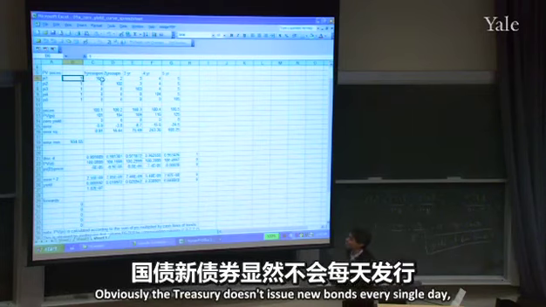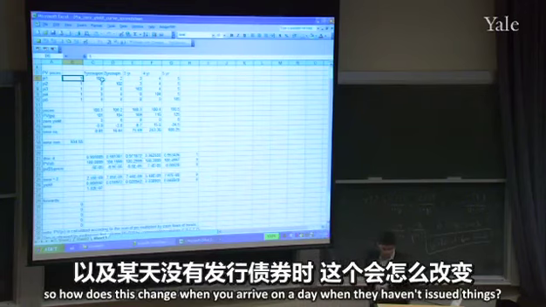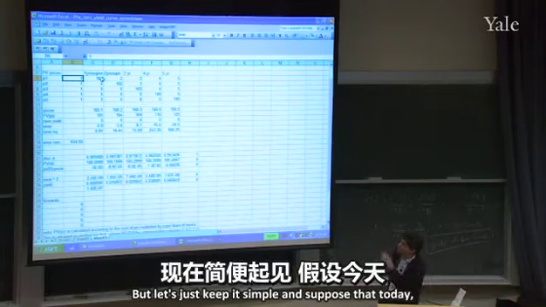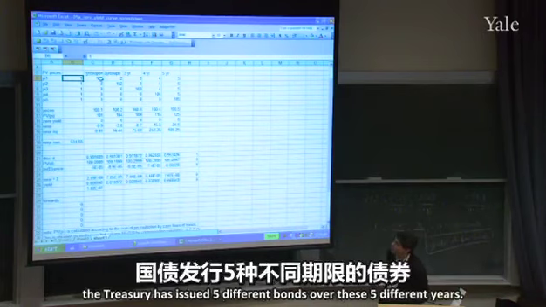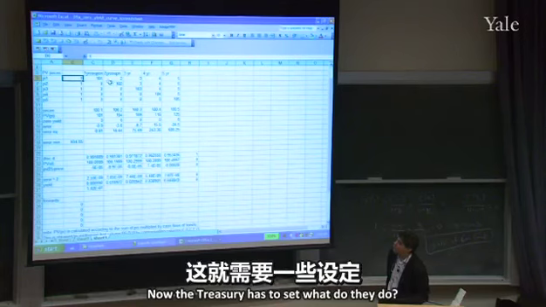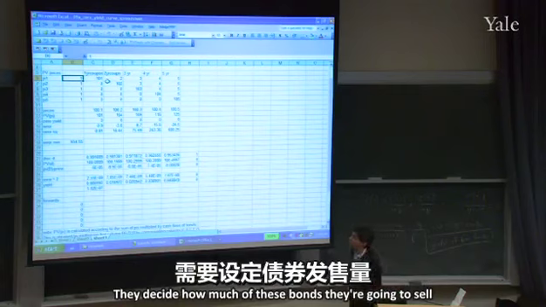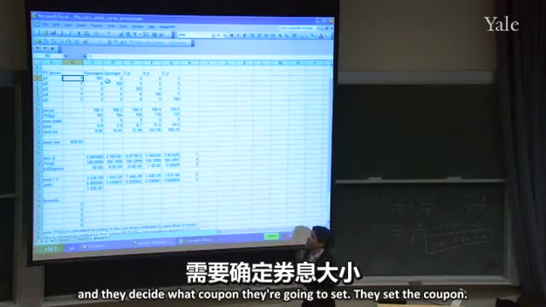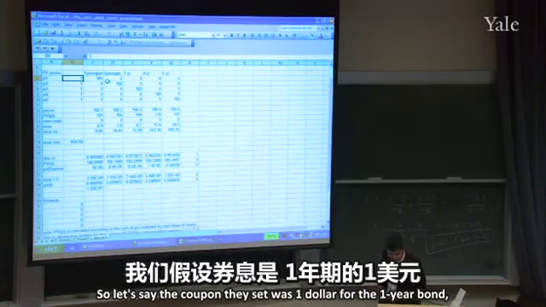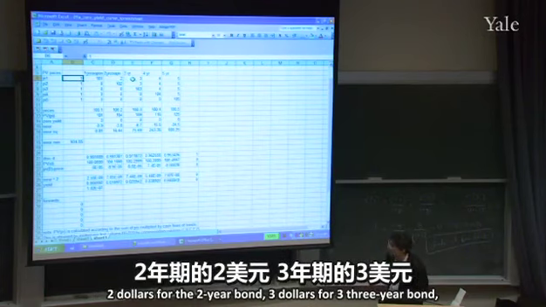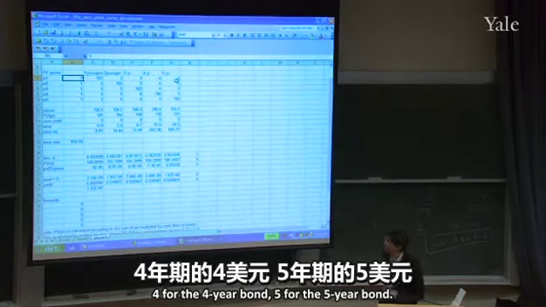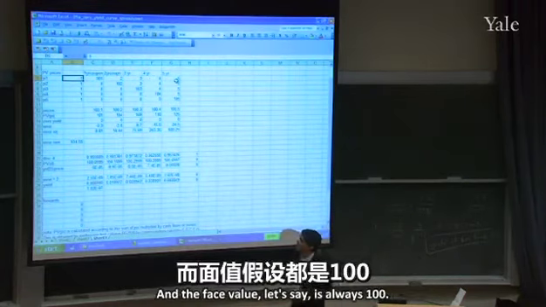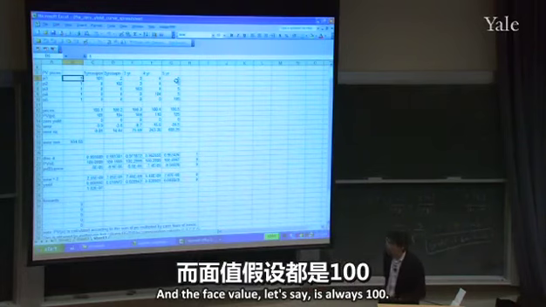Obviously the Treasury doesn't issue new bonds every single day. So how does this change when you arrive on a day when they haven't issued things? But let's keep it simple and suppose that today the Treasury's issued 5 different bonds over these 5 different years. They decide how much of these bonds they're going to sell, and they decide what coupon they're going to set. Let's say the coupon was $1 for the 1-year bond, $2 for the 2-year bond, $3 for the 3-year bond, $4 for the 4-year bond, $5 for the 5-year bond. It's easy to remember. That's why I chose those numbers. And the face value, let's say, is always 100.